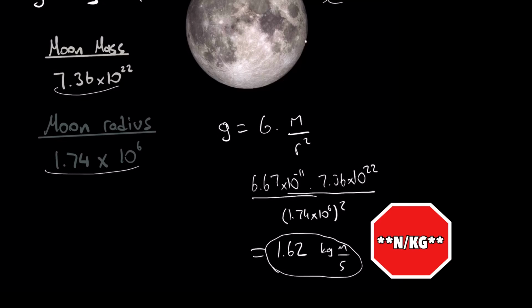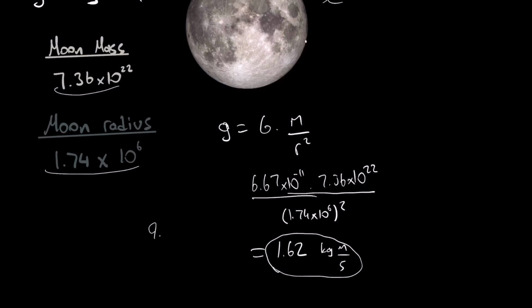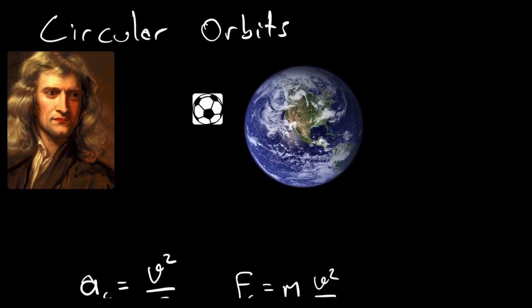And we see that on Earth the gravity is 9.81, so g Earth, and on the moon it's about 6 times less than that. Okay, now let's talk about circular orbits. So we know that Newton is the guy who found gravity, right? And he also contributed another thing from this new discovery. So think about this, okay?